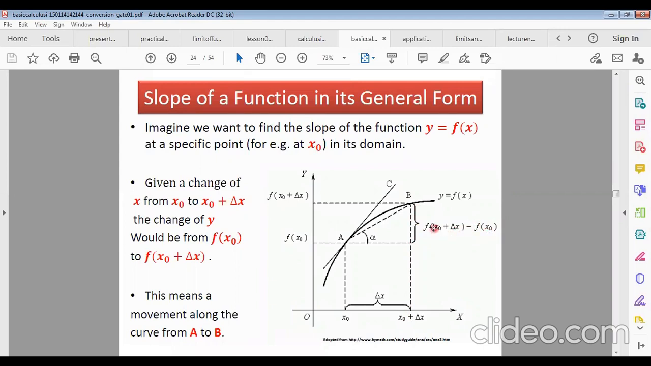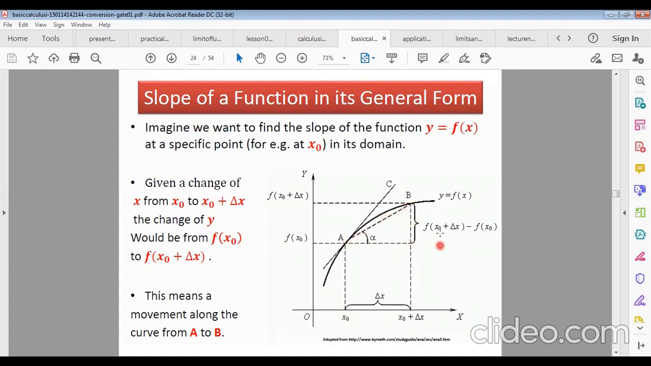So the ratio, given the change of x from x naught to x naught plus del x, and the y change, will be f of x naught and f of x naught plus del x. This means a movement along the curve from point A to point B, for the increment of x naught to x naught plus del x. We get the y increment from A to B. We can draw a triangle like this.